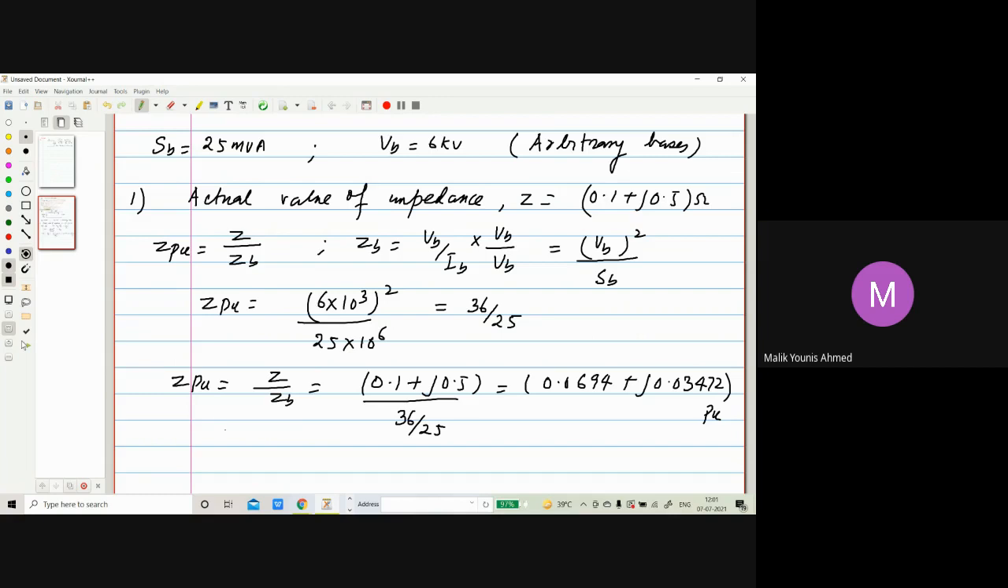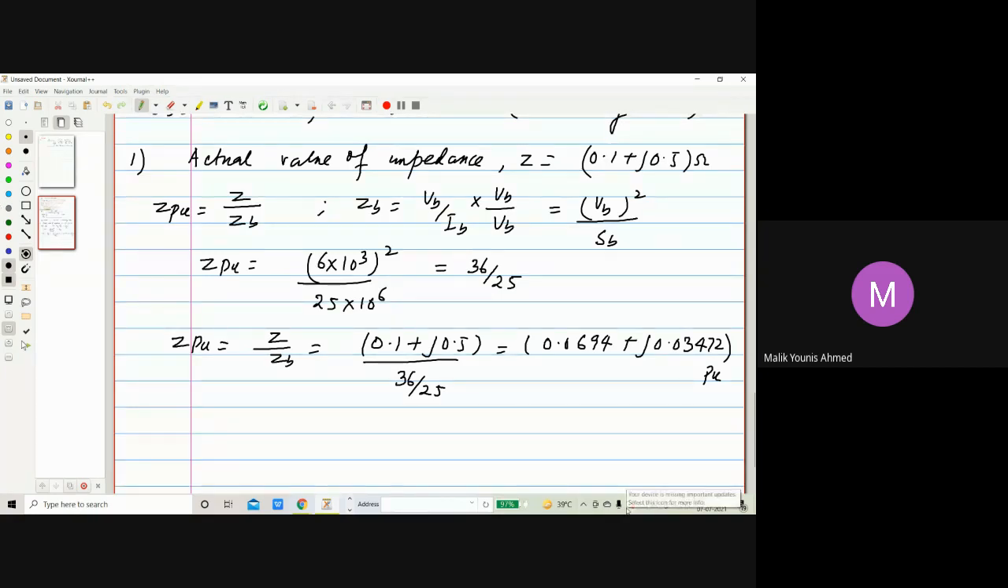Now, out of this, what will be the R per unit? Although that has not been asked in the question, we should write it. R per unit will be 0.0694 per unit, and then your X per unit will be j0.03472 per unit. Or you can write without j also, that doesn't matter, because it's a complex quantity, everybody knows it.